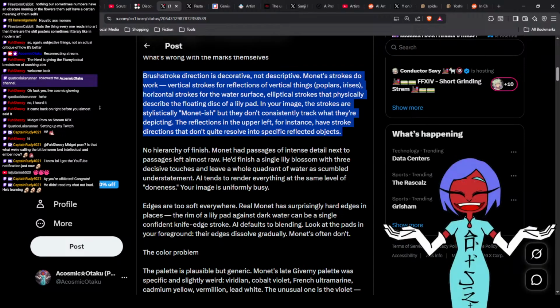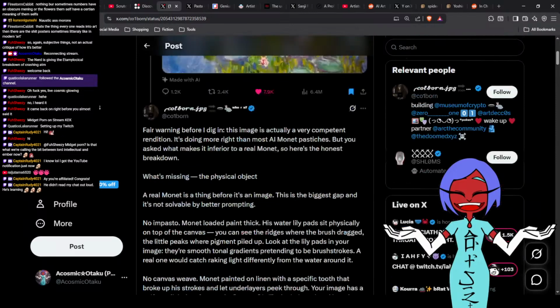I think the word you're looking for is represent, not describe. What is this linguistic language you're using? In your image, the strokes are stylistically Monet-ish, but they don't consistently track what they're depicting. The reflections in the upper left, for instance, have stroke directions that don't quite resolve into a specific reflected object.